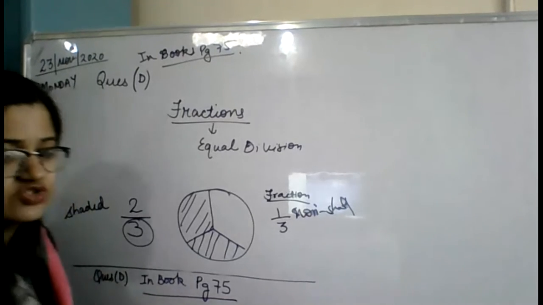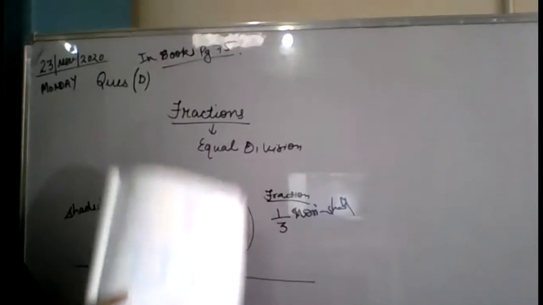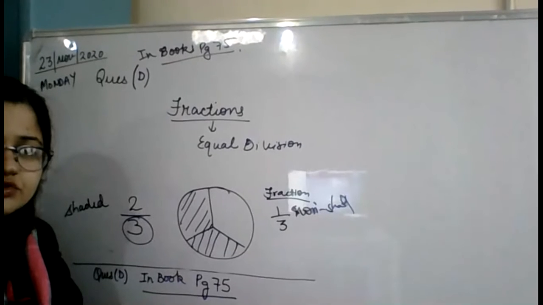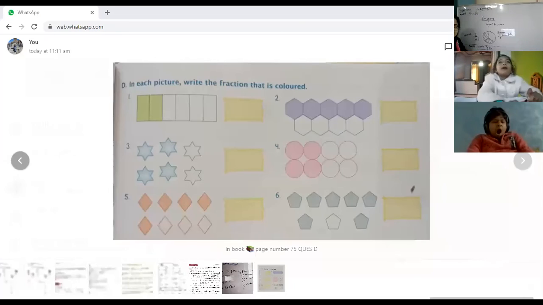You can see this picture. Let me do one thing. Let me share the screen with you. Just give me a minute. So you can see this is the picture given in your book on page number 75, question B. Okay. Let me start.